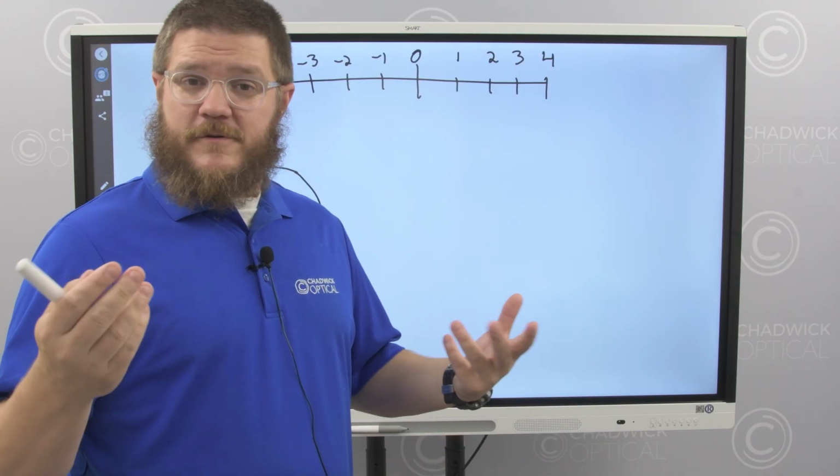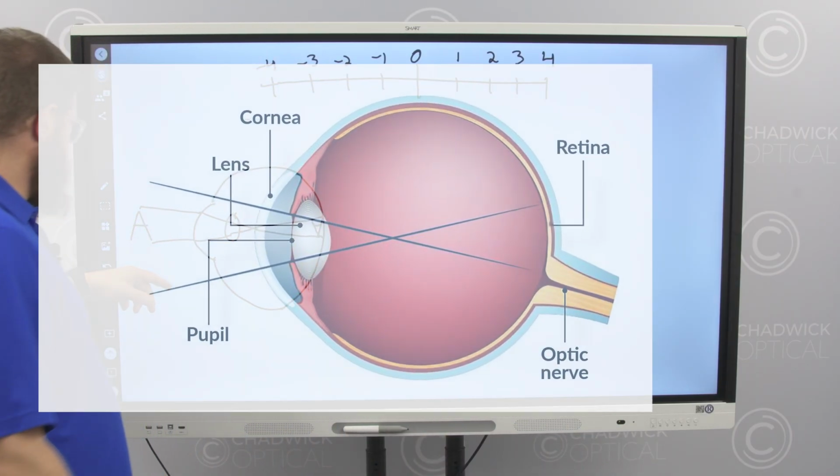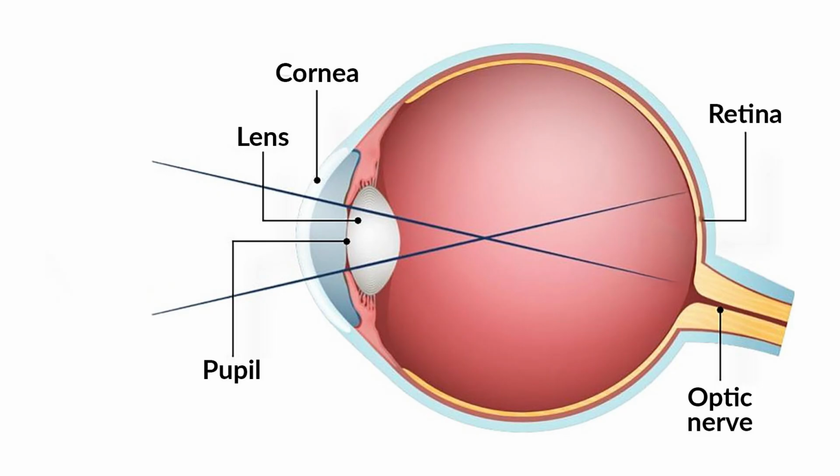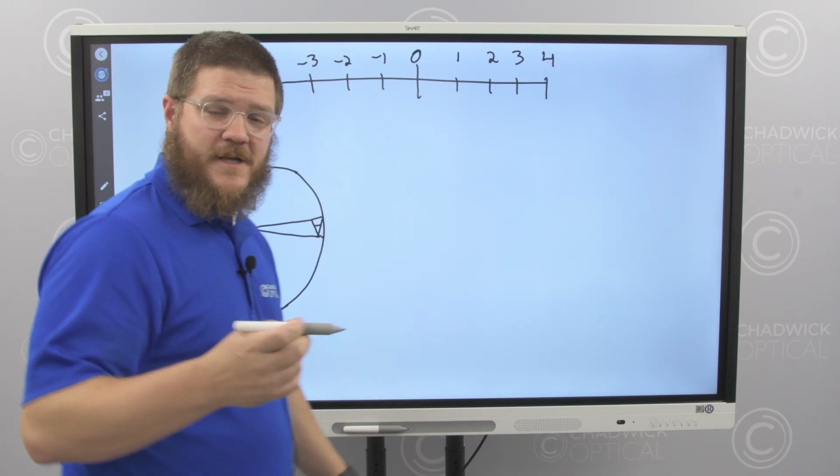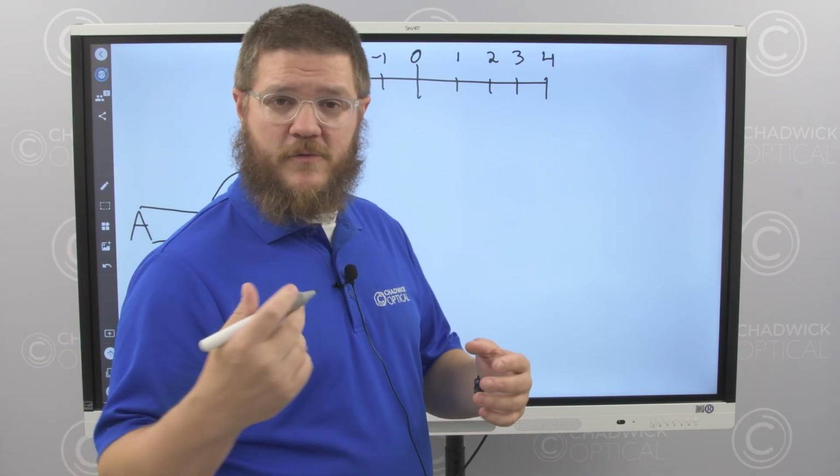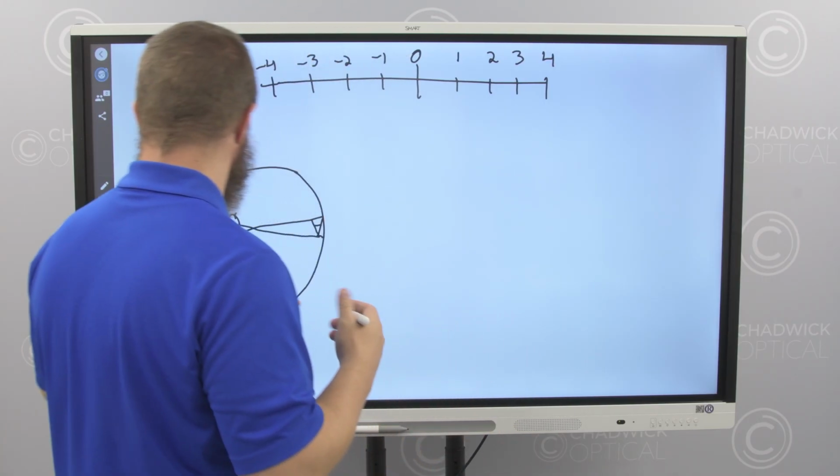Without further ado, here is an eyeball. So this is an eyeball. What an eyeball does is it takes the outside world and flips it upside down onto your retina. Ideally, it would flip it perfectly clearly onto your retina, but that's not how it always works. So what happens often is there are aberrations.